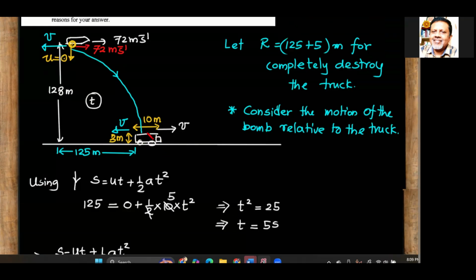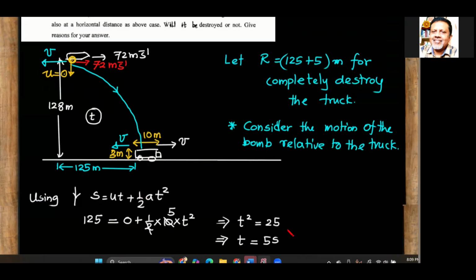That 5 meter we have taken with the horizontal range of 125 at the time the bomb is released, right? If you try to do it without considering the relative motion, you cannot do the problem because while the truck is moving, the bomb is going to be released.